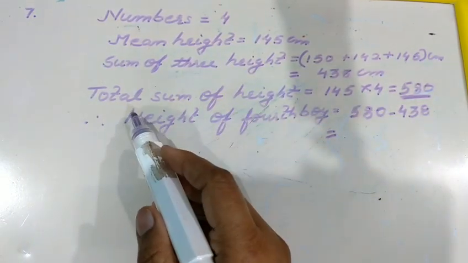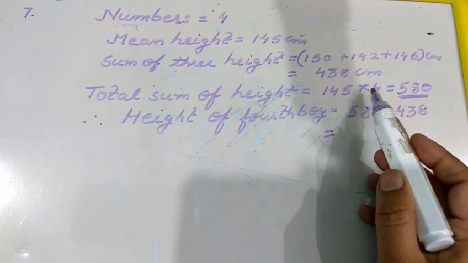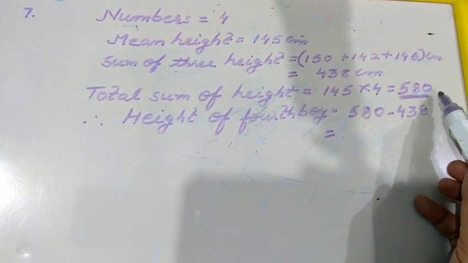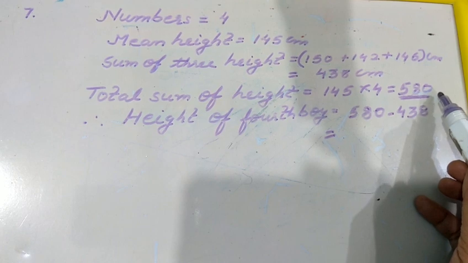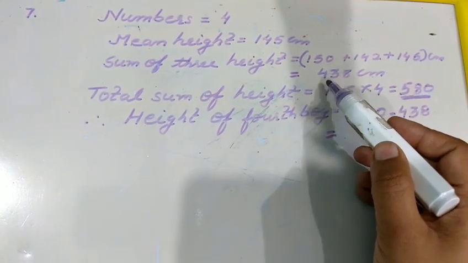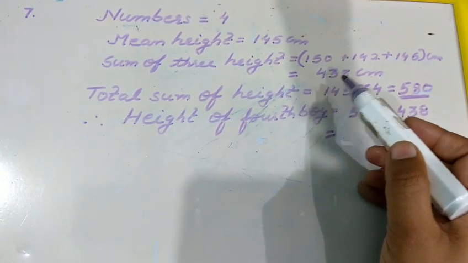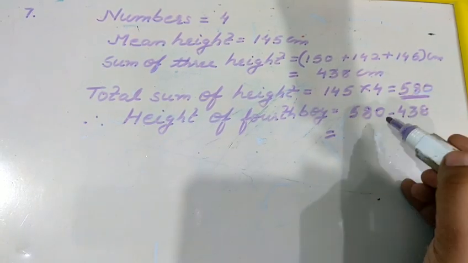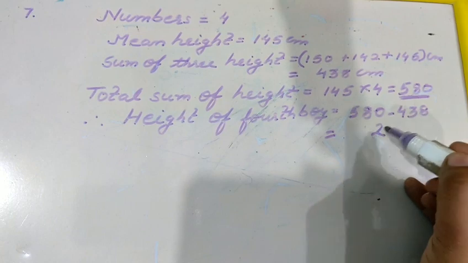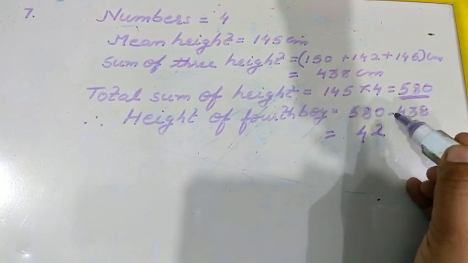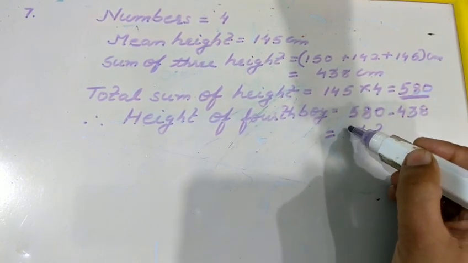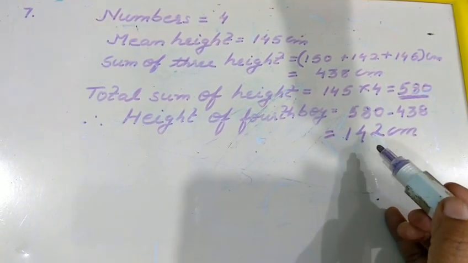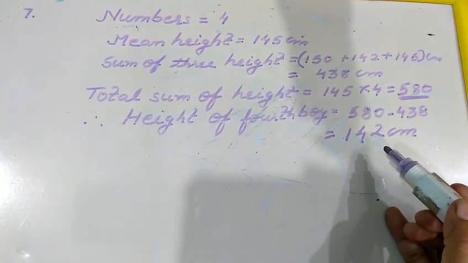When you multiply the mean with the number of observations, you will get the total sum of the observations. Total sum of observations means the sum of the heights of 4 boys, and you have already calculated the height of 3 boys, so the difference of the 2 is the height of the 4th boy. 10 minus 8 is 2, 7 minus 3 is 4, and 5 minus 4 is 1. So the height of the 4th boy is 142 centimeters. Clear, children?